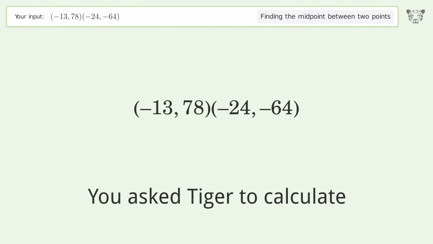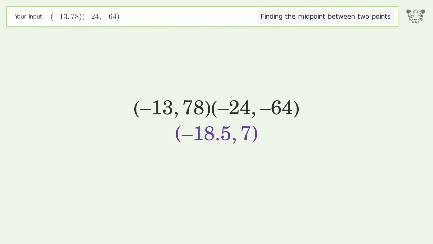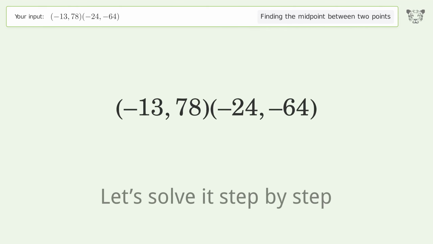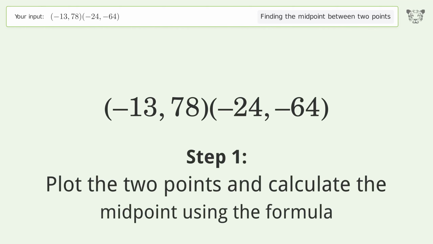You ask Tiger to calculate. This deals with finding the midpoint between 2 points. The midpoint between the 2 points is negative 18.57. Let's solve it step by step. Plot the 2 points and calculate the midpoint using the formula.